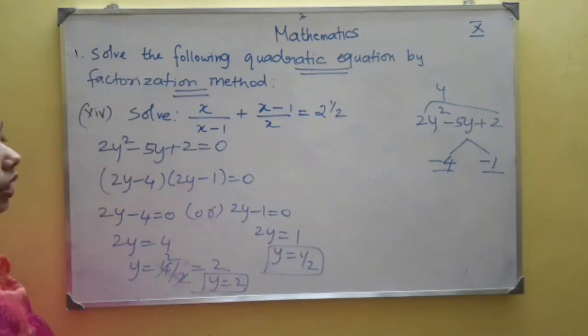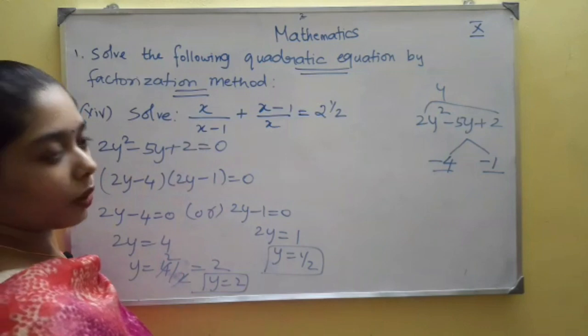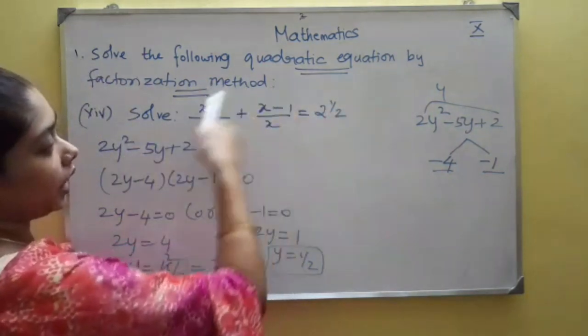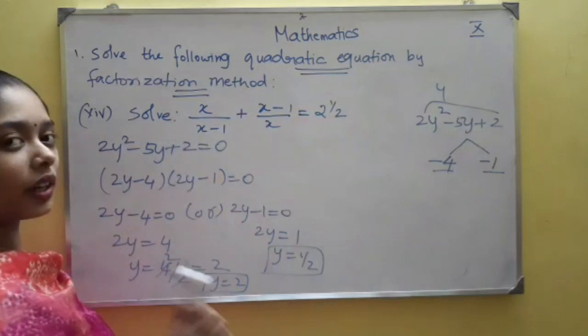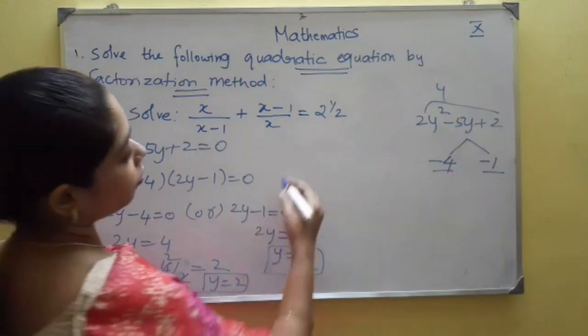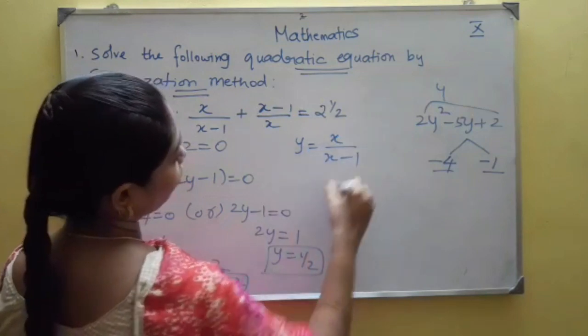Now what are the two values I get from this quadratic equation? y equal to 2, y equal to 1 by 2. But they asked me to solve for this equation. That means the unknown variable here is x. So you want to find the value of x, not the value of y. But by finding the value of y, you can easily find the value of x because y equal to x by x minus 1, no?